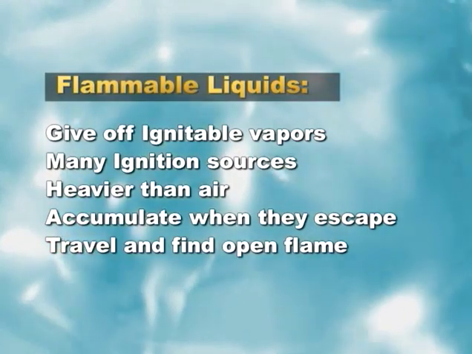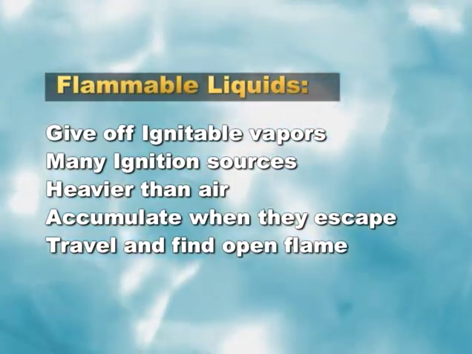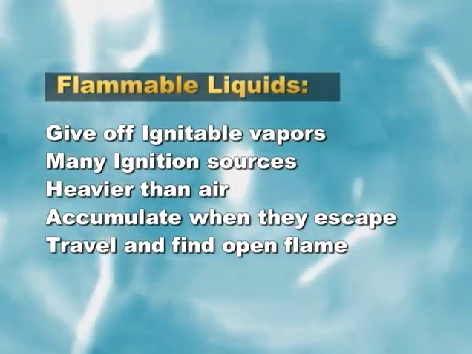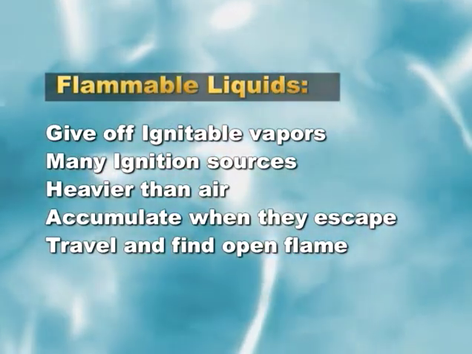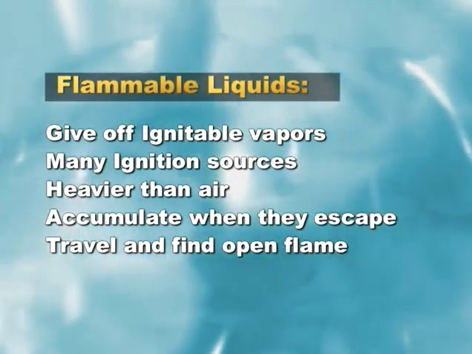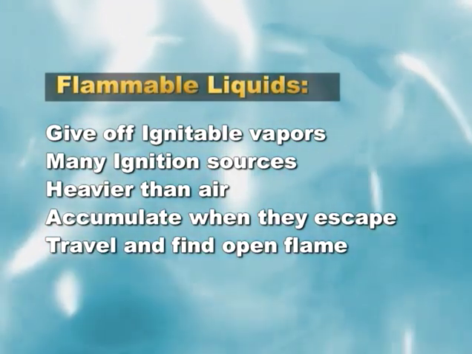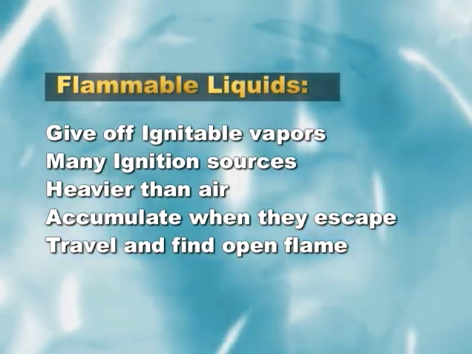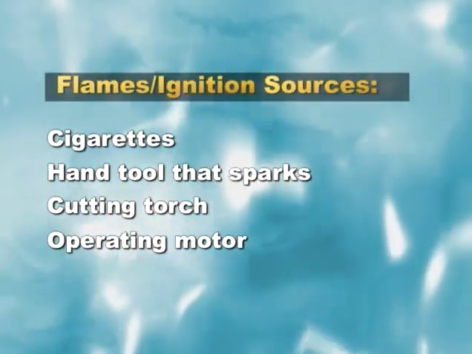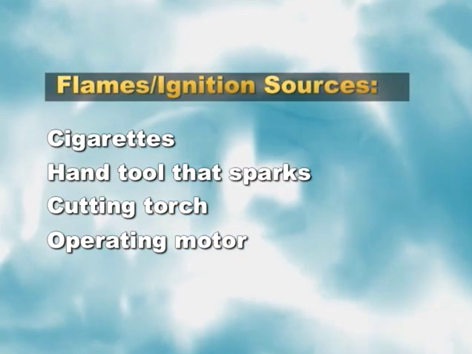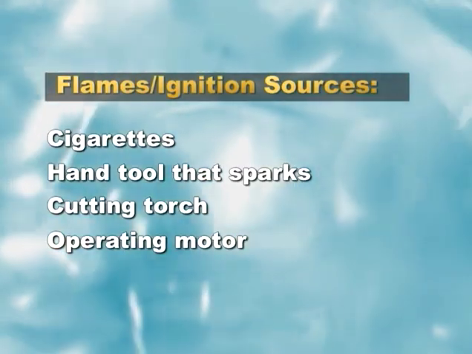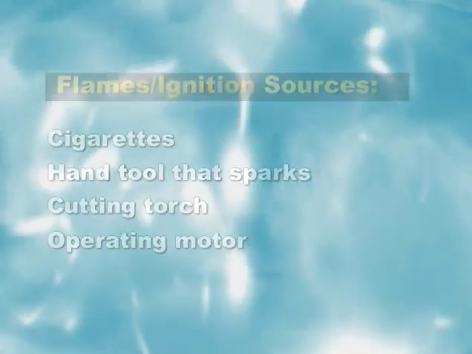Flammable liquids give off ignitable vapors, and there are many ignition sources. Also, nearly all flammable liquid vapors are heavier than air and will accumulate when they escape. They are dangerous at that point, but when they accumulate sufficiently, they travel and eventually find open flame. These flames, or ignition sources, might be cigarettes, a hand tool that sparks, a cutting torch, or an operating motor.